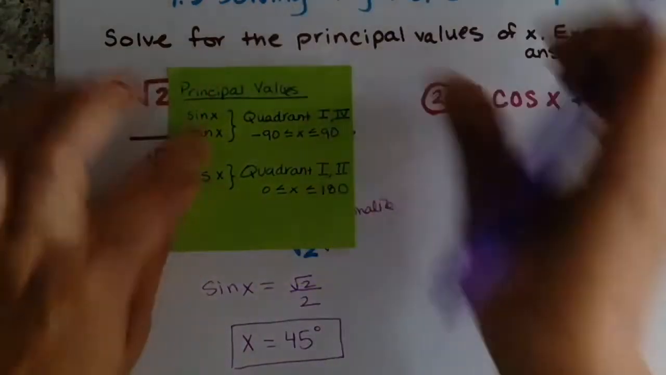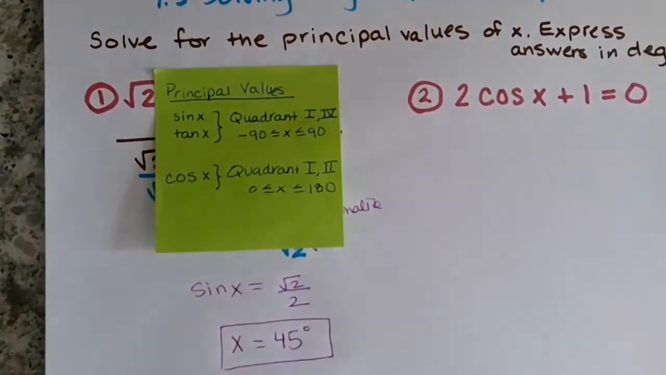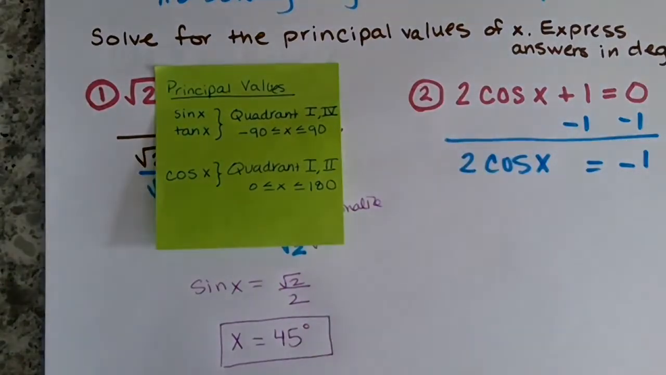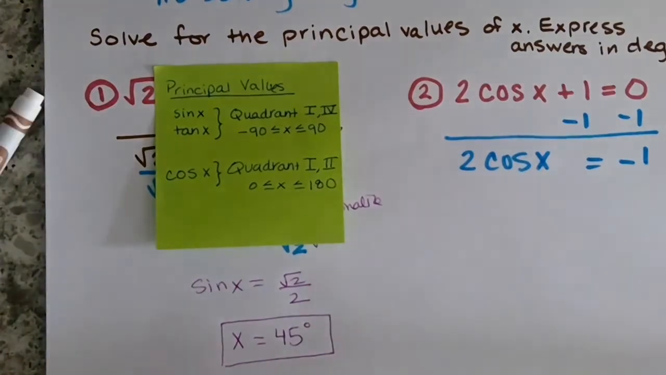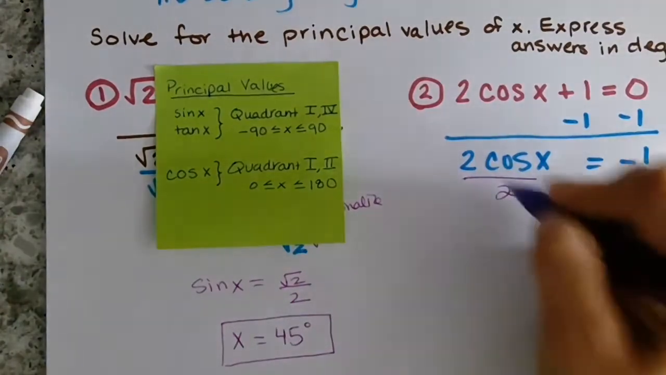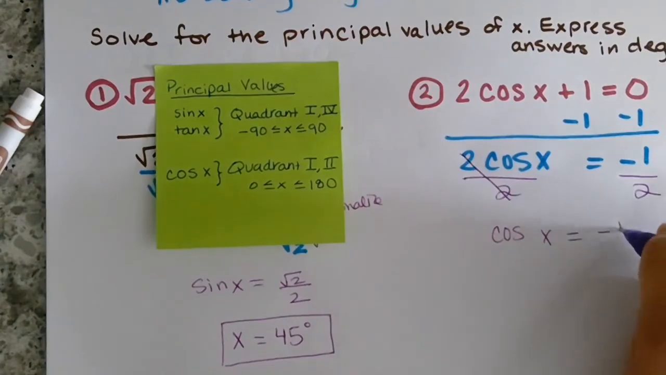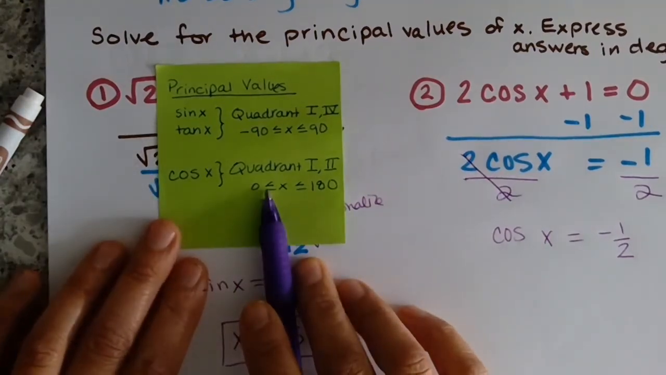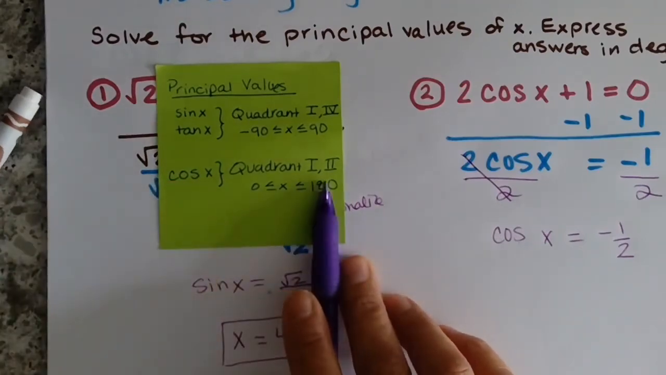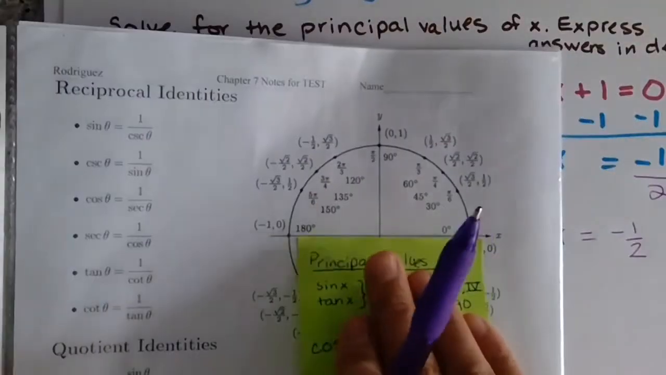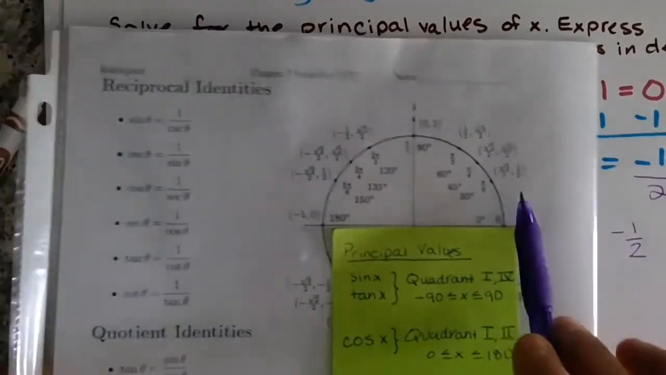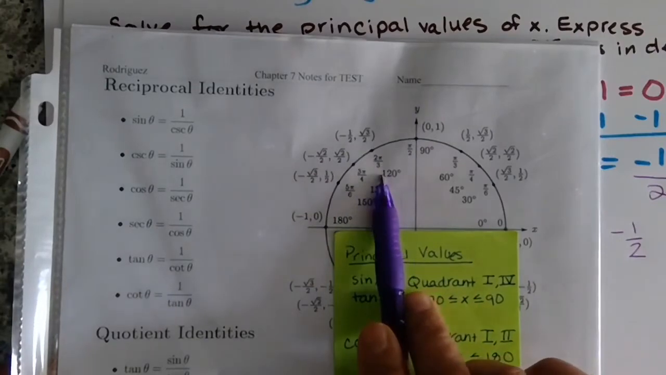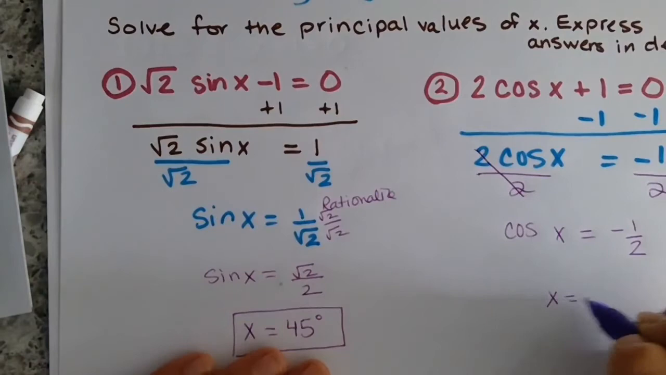Next problem, number 2. Same thing, you want to solve it. Your first step is to subtract 1. Solving for cosine of x, so you want to isolate it. All right, so looking for your principal values, cosine is defined in quadrants 1 and 2, so I'm only going to be looking at quadrants 1 and 2. Where is the cosine negative 1 half? Cosine is your x value, between quadrants 1 and 2, 120 degrees. So x is 120 degrees.